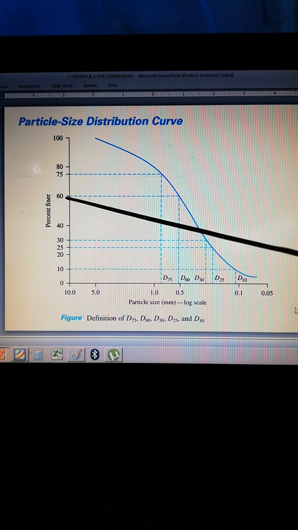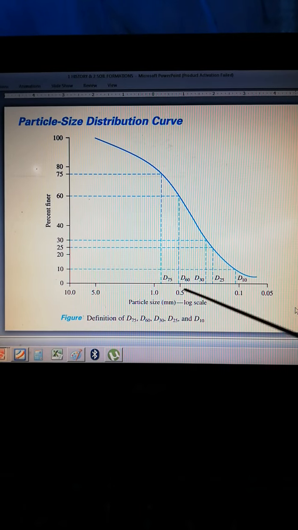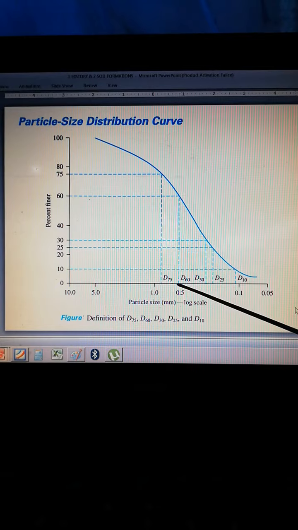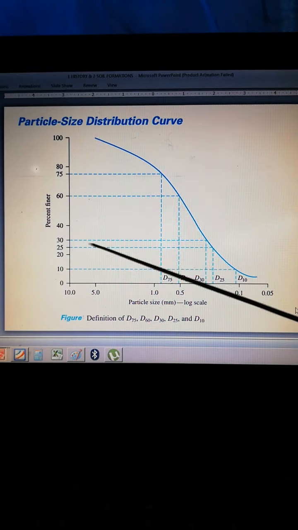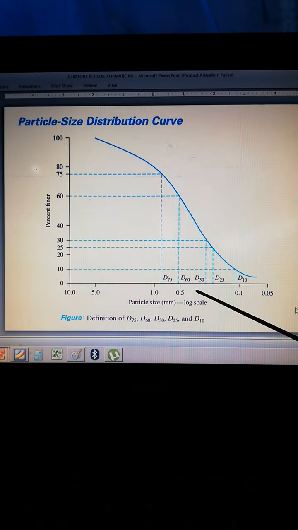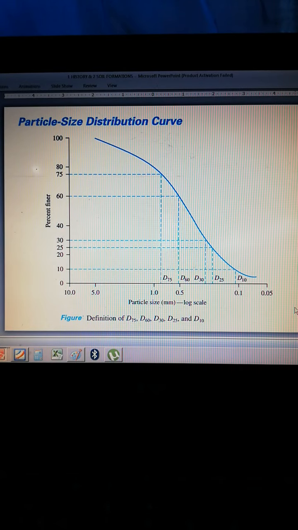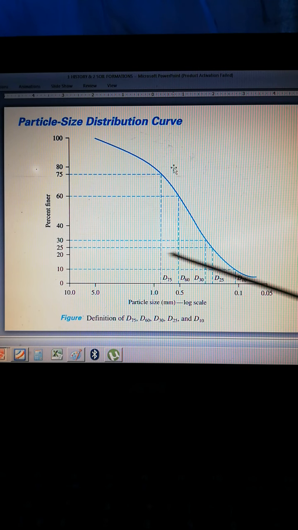For the D60, so 60%, project to the curve, intersect, drop down. Okay. Approximate the diameter. Then the D30, 30%, same with D25, then D10. Now this D10, D30, and D60 are the most common diameters of percent passing at its respective percent finer, no? D10 for 10% finer, diameter for 10% finer, in your particle size distribution curve. These are used in determining the coefficients.